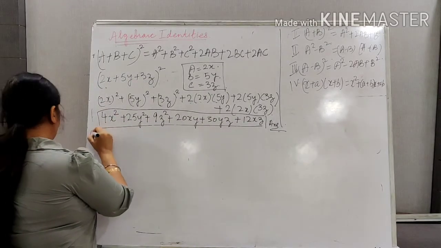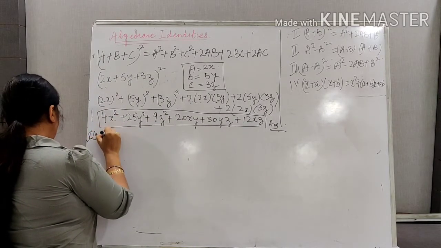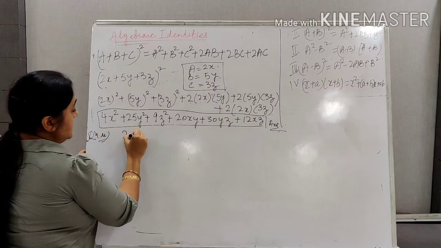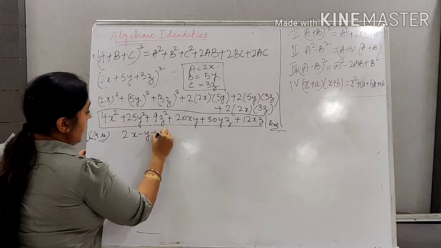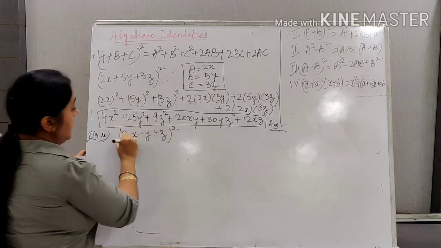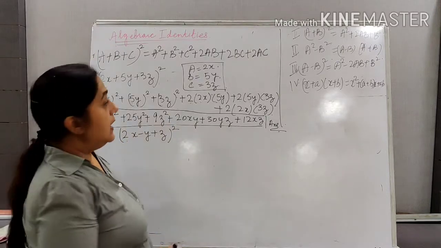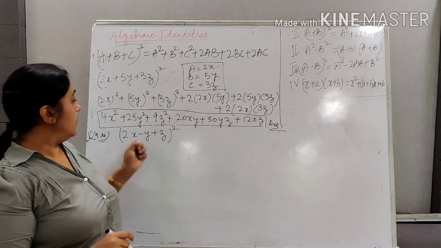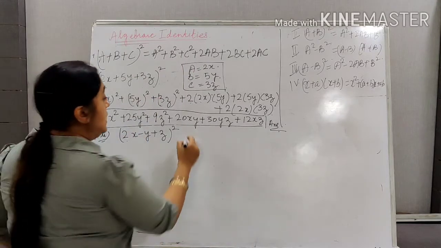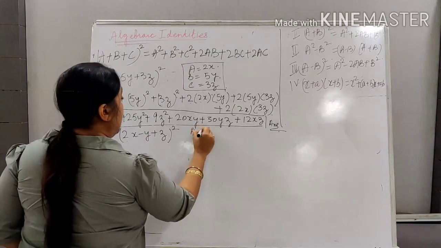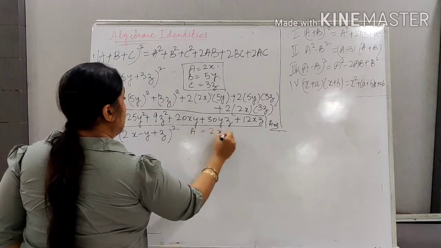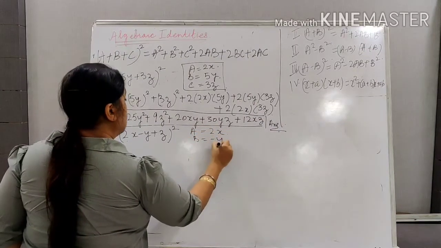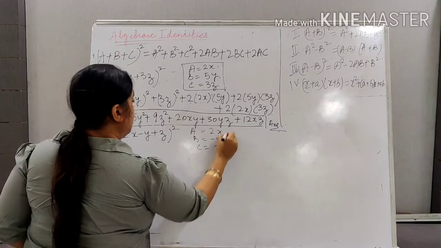Suppose let us take question number 4, second part of your book only. It is (2x minus y plus z) whole square. Now listen to me very carefully. Your formula is for all positive numbers only. So here I have one negative term also. So what will you write? Here a is equal to 2x, b is equal to minus y and c is equal to z.